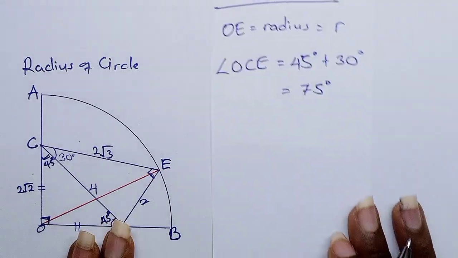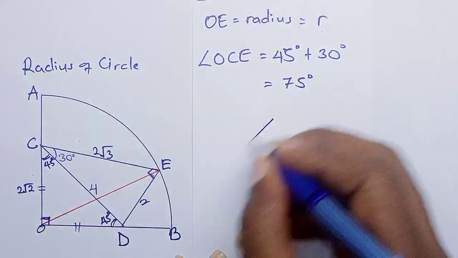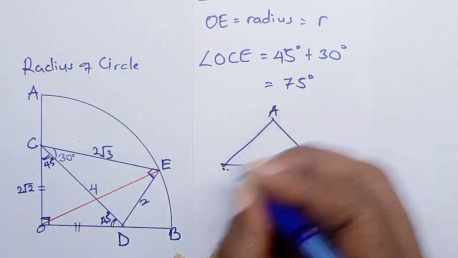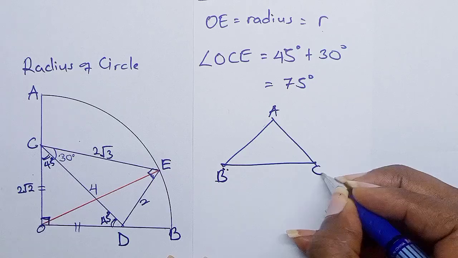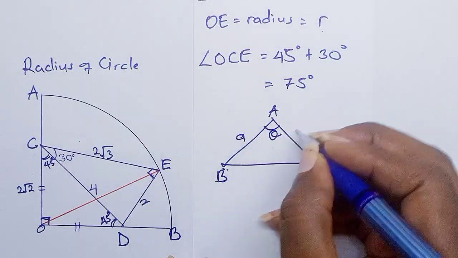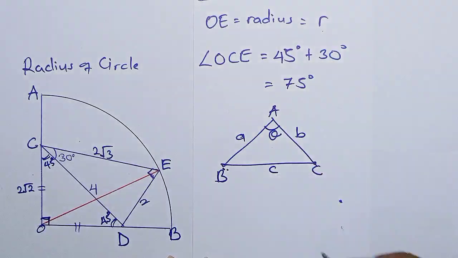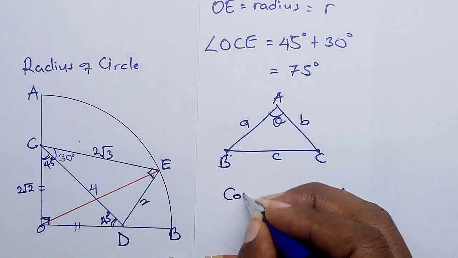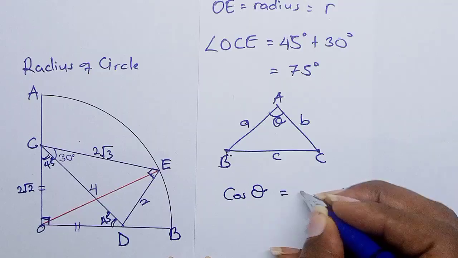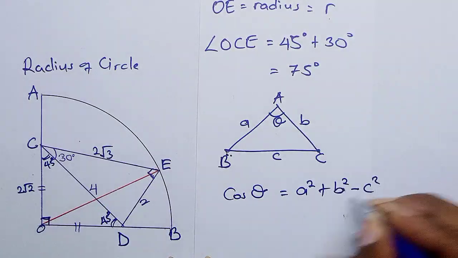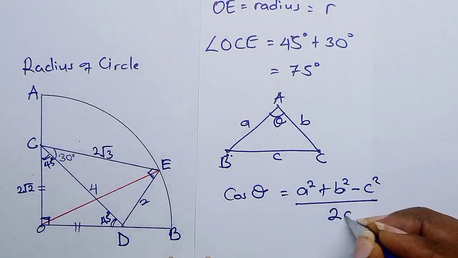And we know that in any triangle of this nature, where this is A, this is B, this is C, this angle is theta, this side is A, this side is B, and this side is C, then we can say that cos of theta is equal to A squared plus B squared minus C squared over 2AB.